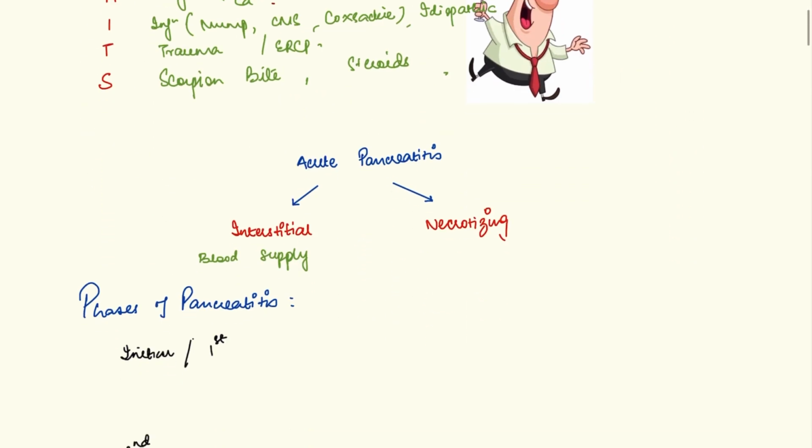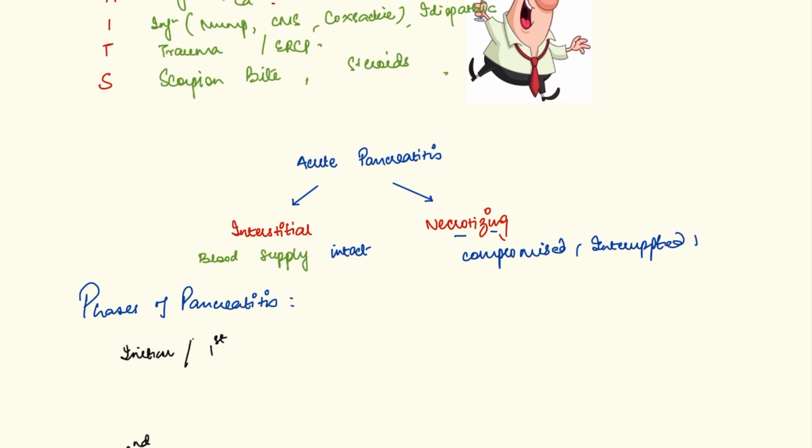Just remember the images. Now, what are the types of pancreatitis? The types include interstitial pancreatitis and necrotizing pancreatitis. In interstitial pancreatitis the blood supply will be maintained and intact, but in necrotizing pancreatitis, necrosis is there, which means the blood supply is interrupted or compromised.